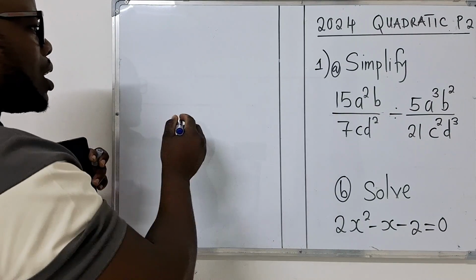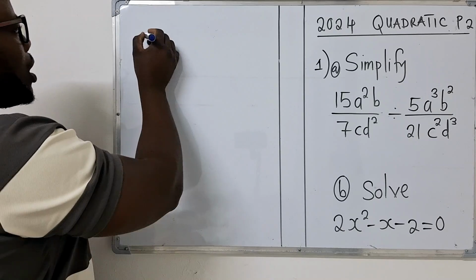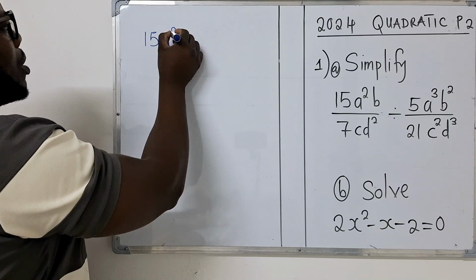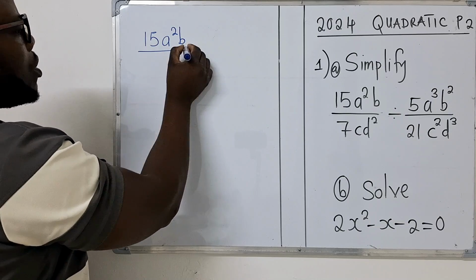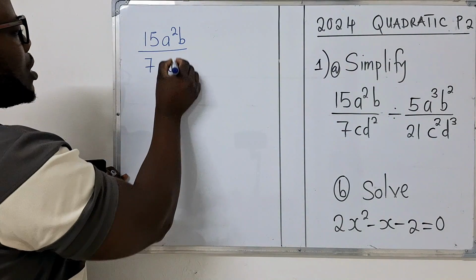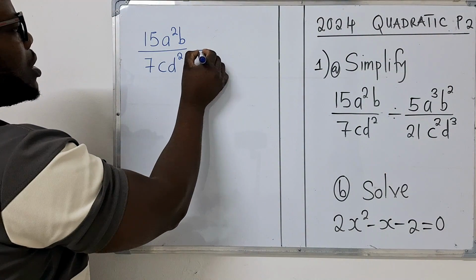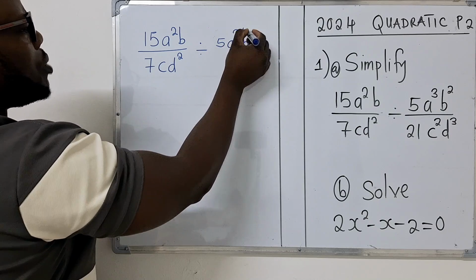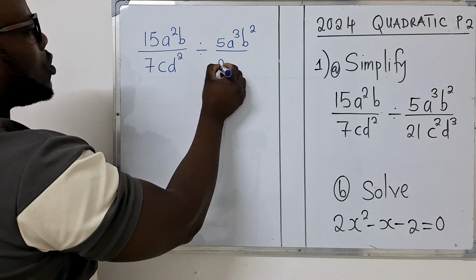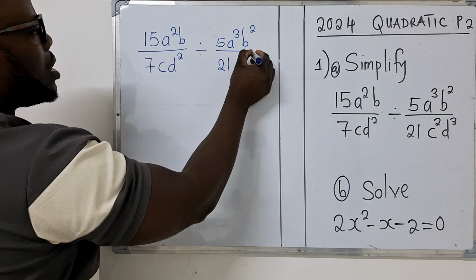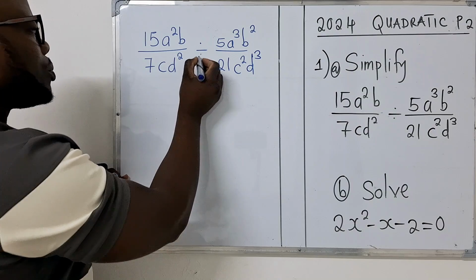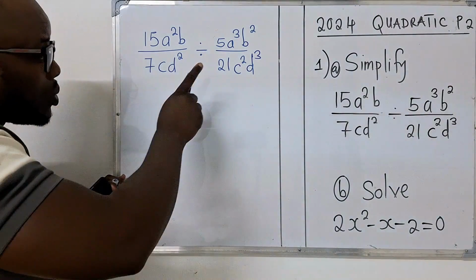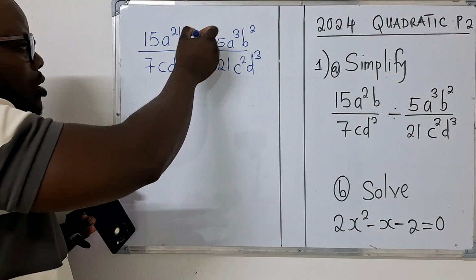So for the first question here, they're saying simplify. We've got 15a power 2 b over 7cd power 2, divided by 5a power 3 b power 2 over 21c power 2 d power 3. All right, so the most important thing that we must look at, when it comes to a question like this, is the sign which is right here.